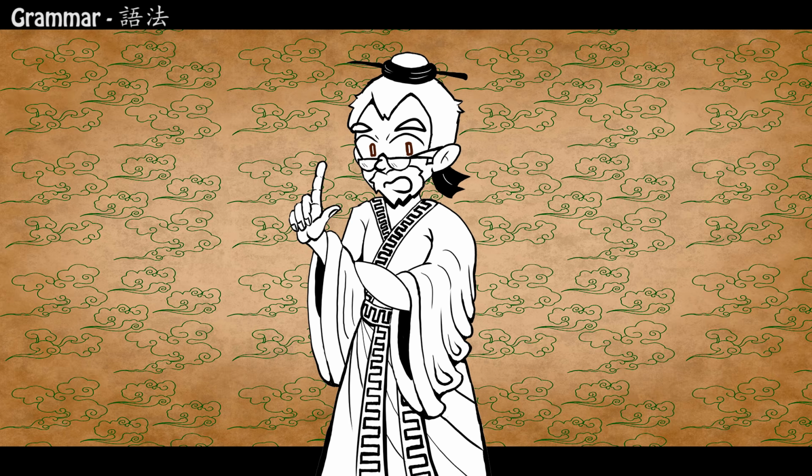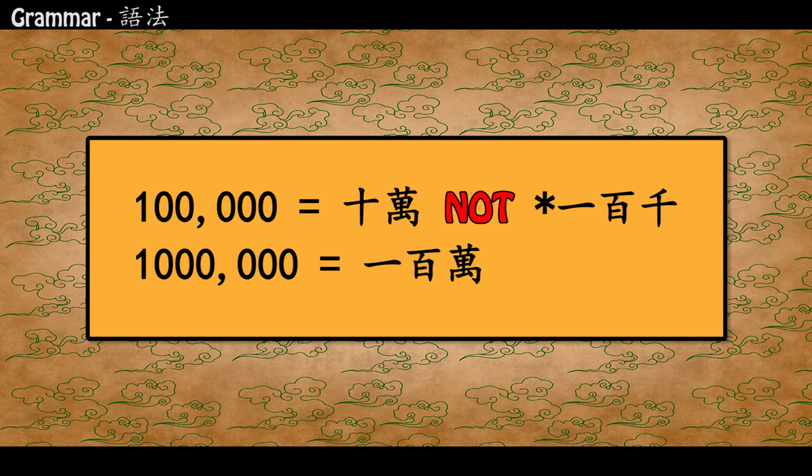Also note that unlike English, 10,000 is its own number, so 100,000 is not 10 thousand, but instead is 10 ten-thousands, and 1 million is 100 ten-thousands.